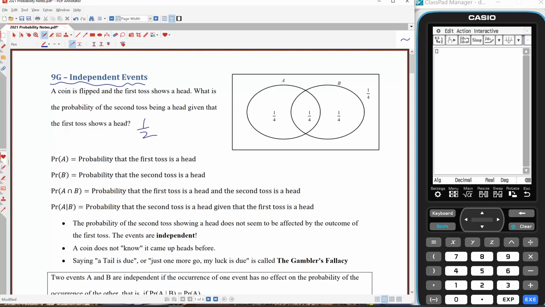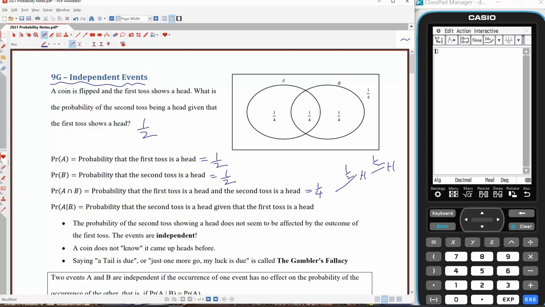The probability of A is the probability that the first toss is a head, and that equals a half. Probability of B, the probability that the second toss is a head, is also a half. The probability that we get a head followed by a head, so A and B, if we look at it in a tree diagram, is a half times a half, which is a quarter.